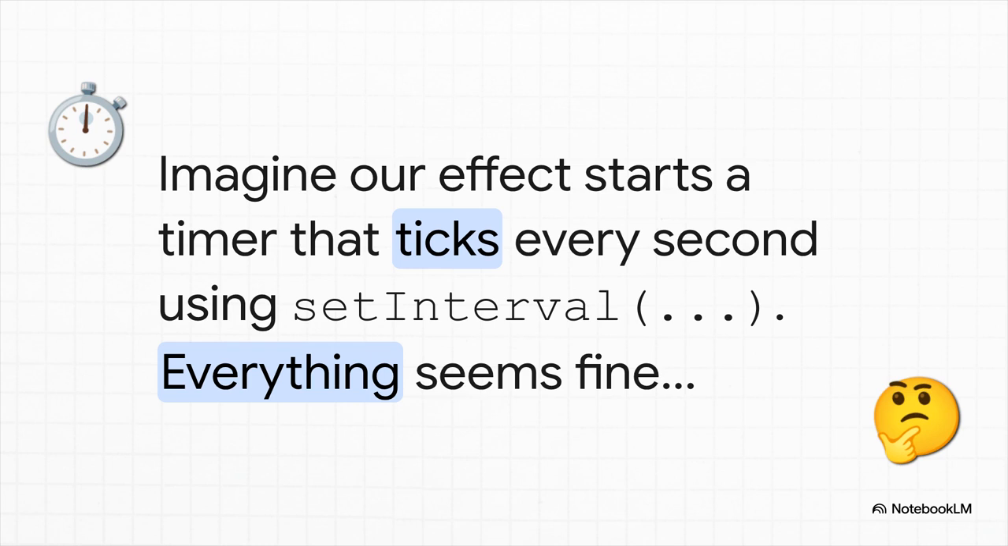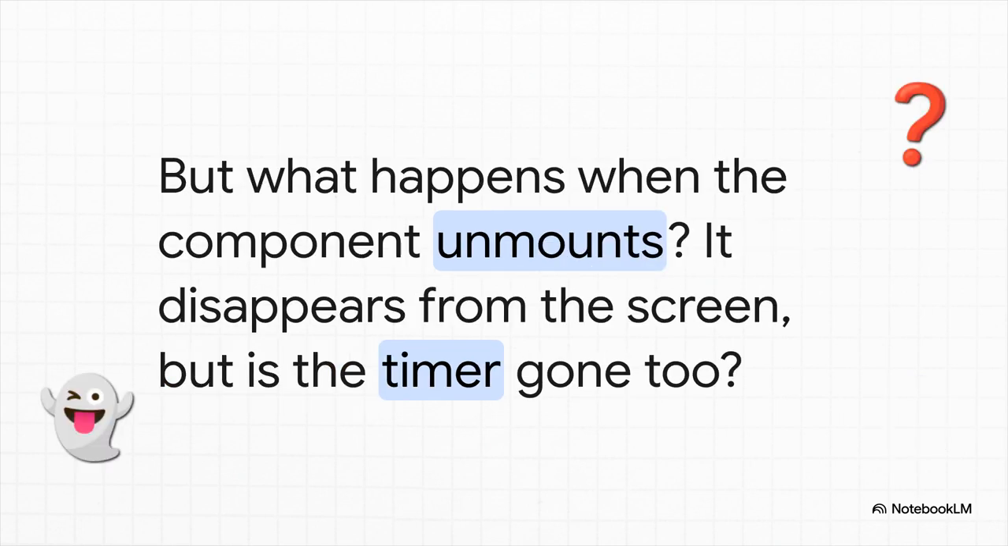Imagine in our useEffect, we start a timer using setInterval. All it does is log tick to the console every single second. Simple enough. The component mounts, the effect runs, the timer starts ticking. Everything looks great. But then, the user clicks a link and navigates to a different page. Our component unmounts. It's just gone. The UI it was responsible for has vanished from the screen. So the component that started that timer doesn't even exist anymore.